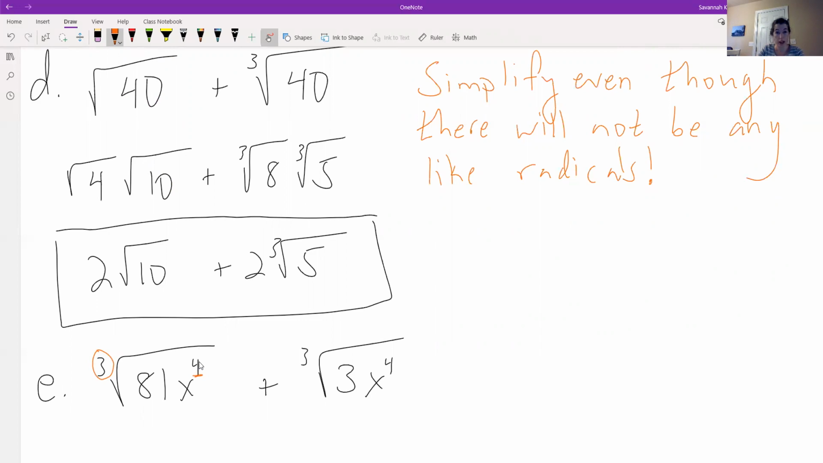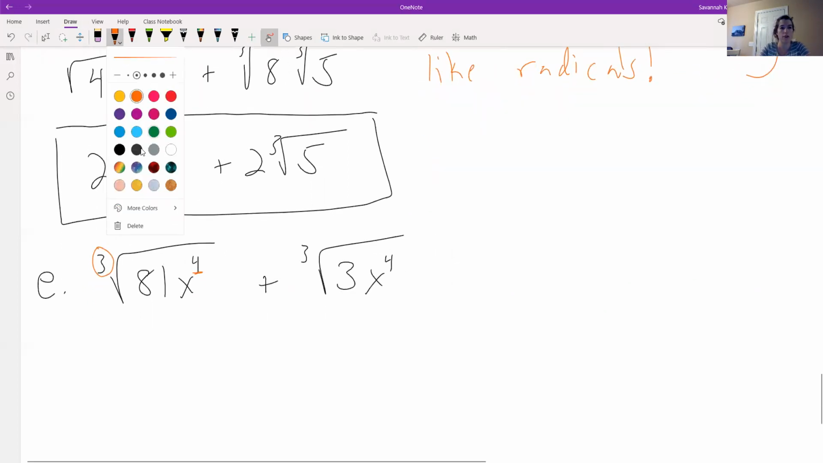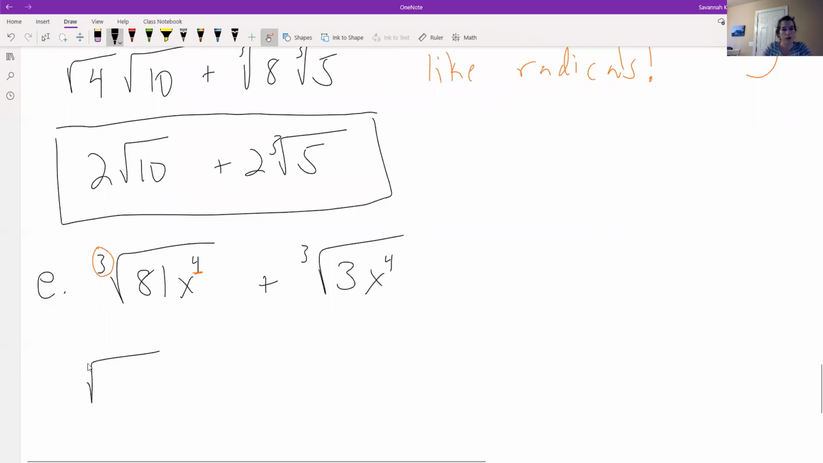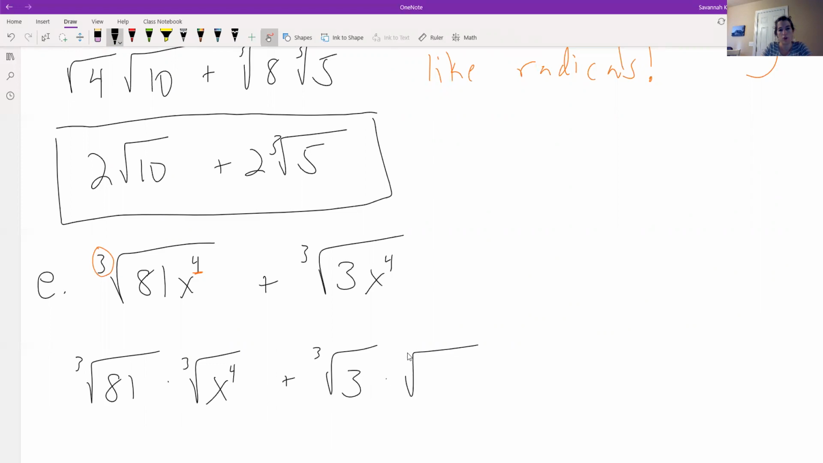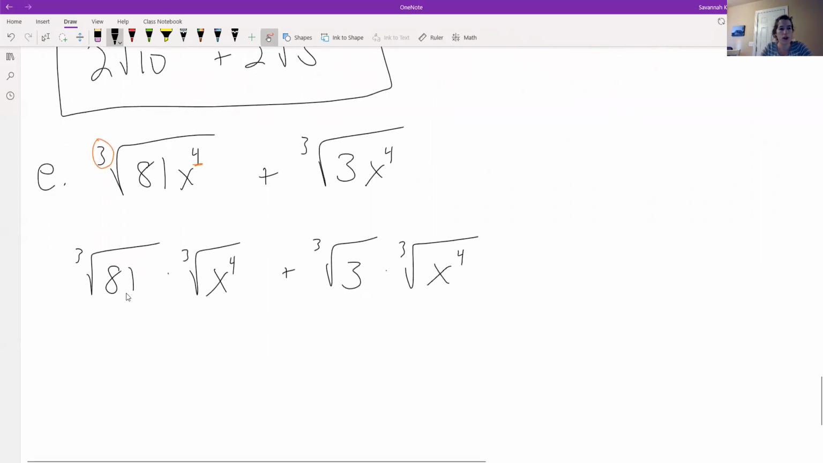3 will divide into 4, not evenly, but 3 is smaller than 4. So there is hope of us being able to simplify this further. So I'm going to be extra careful with my efforts here. Got cube root of 81, cube root of x to the 4th. We've got cube root of 3, cube root of x to the 4th. Okay. Now, the 81 needs a little bit of work. I think we handled a cube root of 81 a minute ago. We'll get it in just a minute. Let me finish this problem and then we will get it.